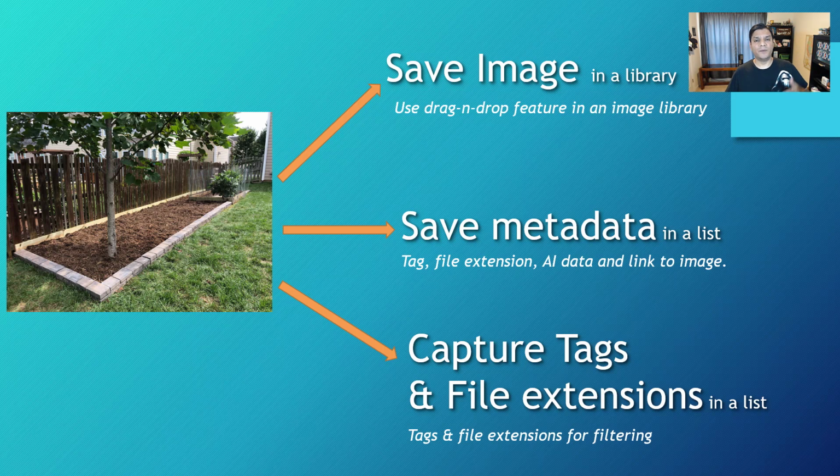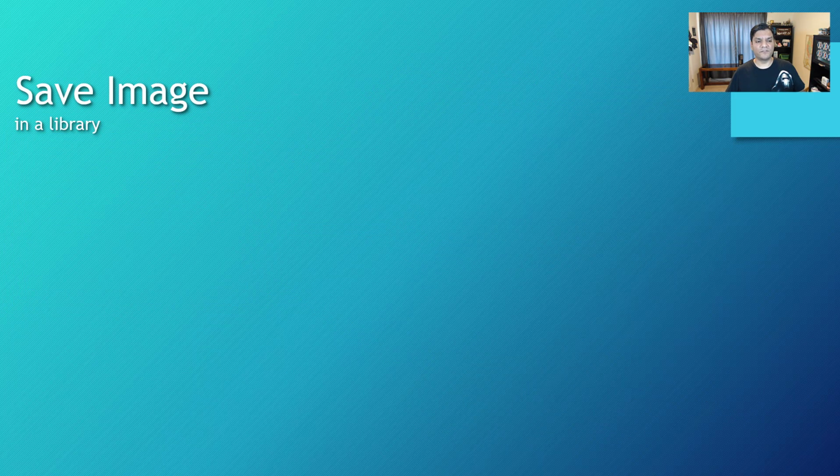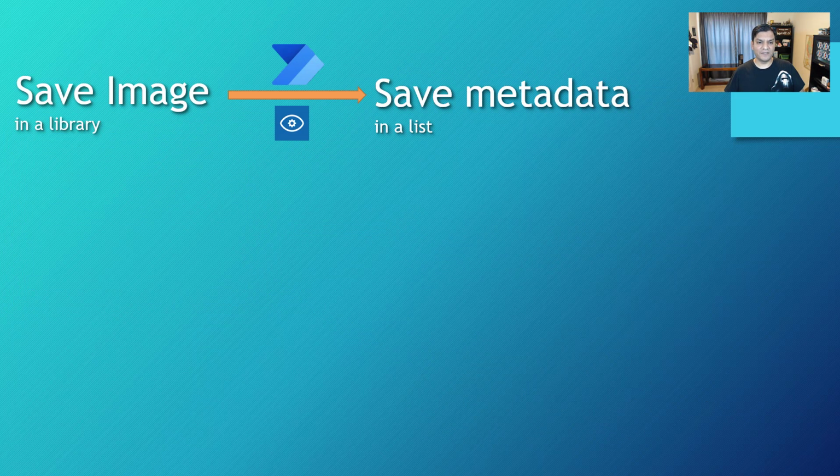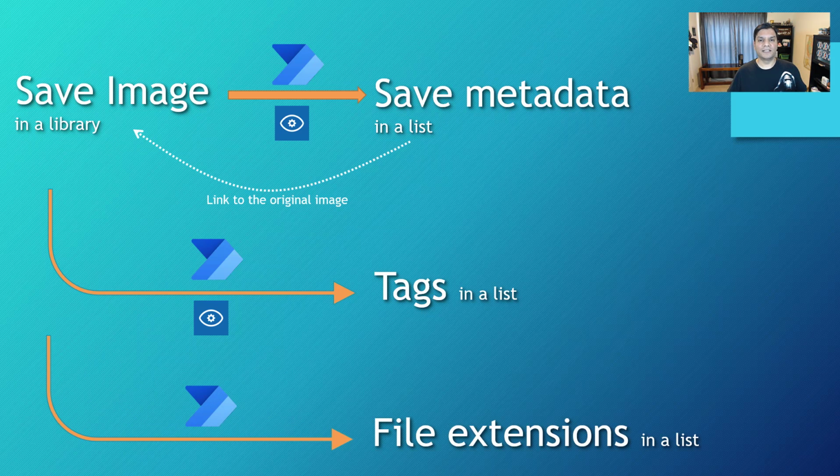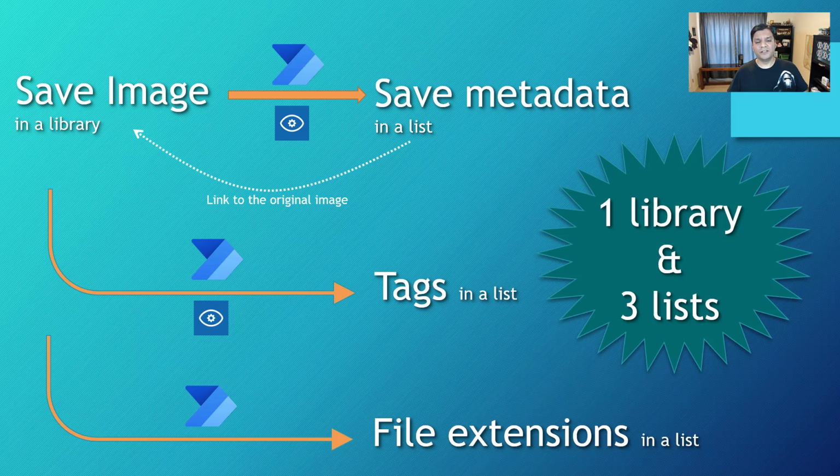Also, as a recap, this is how the flow worked: when an image was saved in the library, the Power Automate flow with the vision was able to go and get us all the metadata. In addition, though, we didn't use that list to save images. We just referenced the original image library over there. And then another list was to capture all the tags. And then the third list was to go and get all the file extensions. So that's basically what we did. In short, there was 1 library and 3 lists over there.